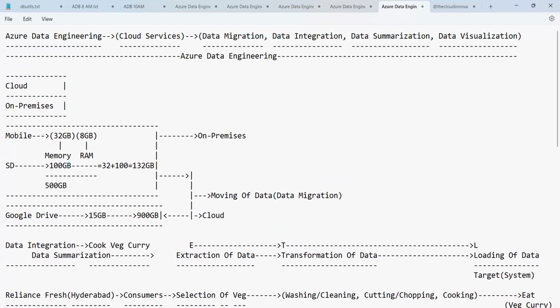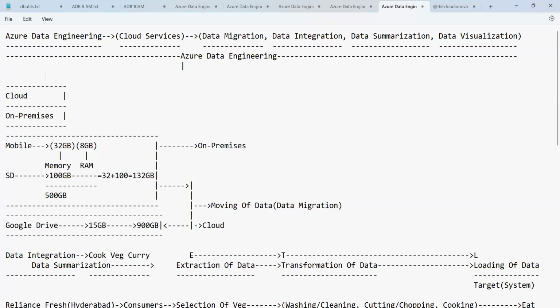Azure. The Azure data engineering includes the following services. What are the services? The first service we are going to see here is ADF, which stands for Azure Data Factory. And then we have what, guys?